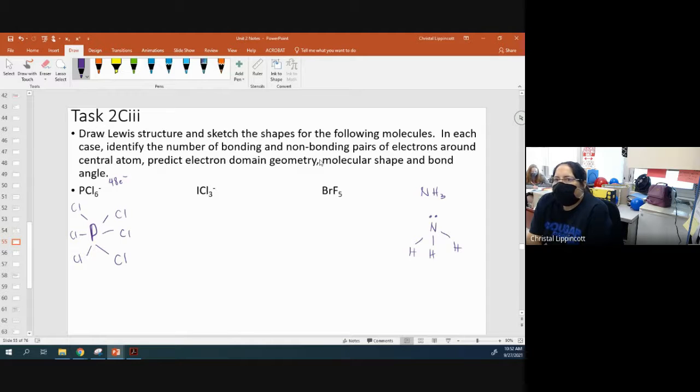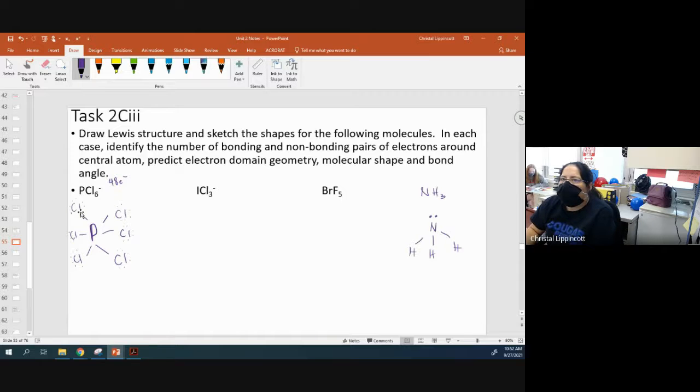So I've got 48 electrons around here. I want to make sure that I've got them all placed. So I'm going to do 2, 4, 6, 8. Okay, do I have 48 electrons around there? 6 times 8 is 48. Yep, so we're good. Okay, now we're going to go back to our chart.